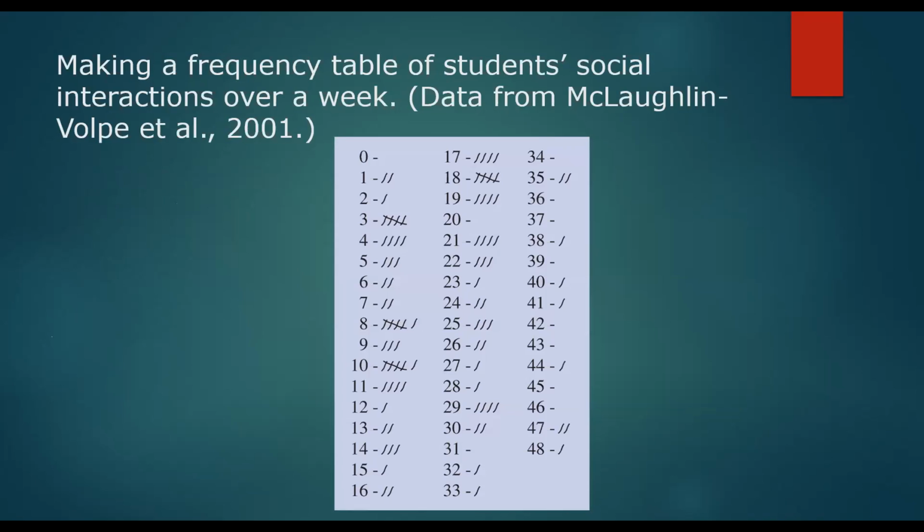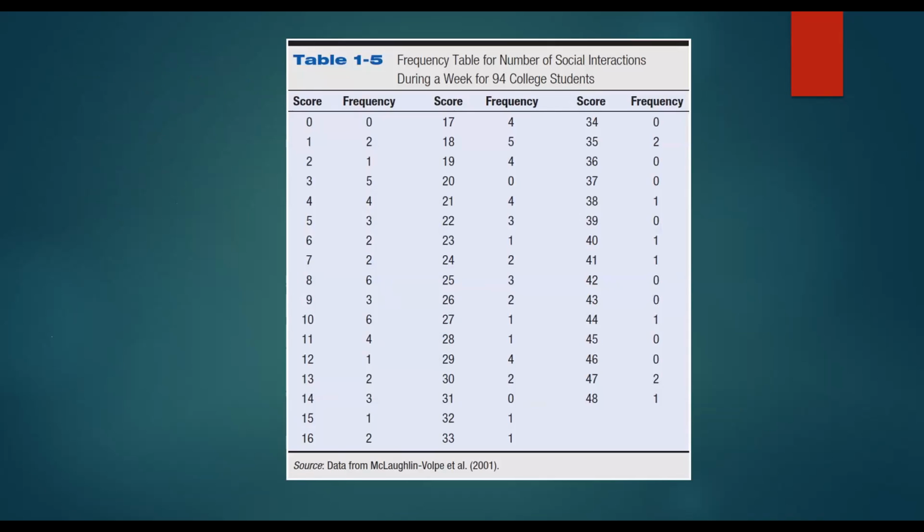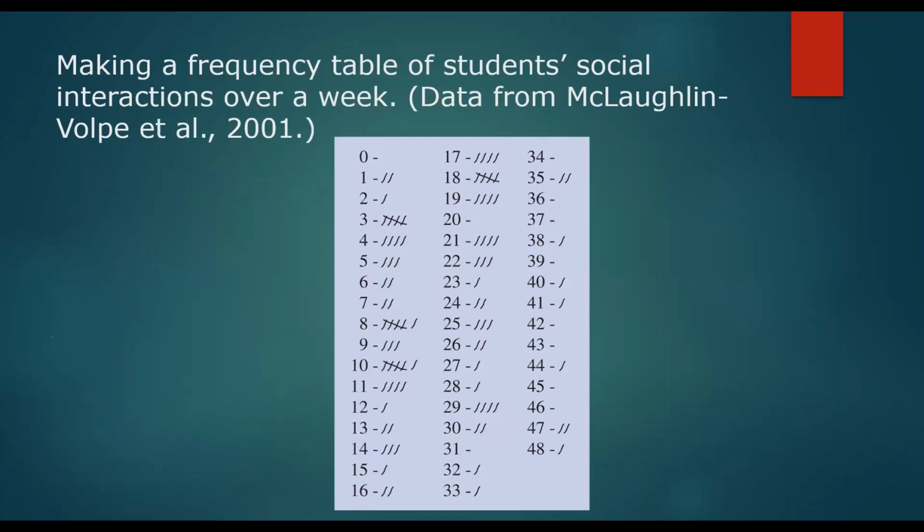Okay. So making a frequency table, if you're looking at students' social interactions over a week. So this would be gathering data from individuals, right? So I think I have it in the other table right here. Is there a total number? So 94 college students. I asked 94 college students to give me their number of social interactions over the period of a week. You can see the data at first. This is actually in order, right? From 0 all the way to 48. And you can see the tally marks for each.